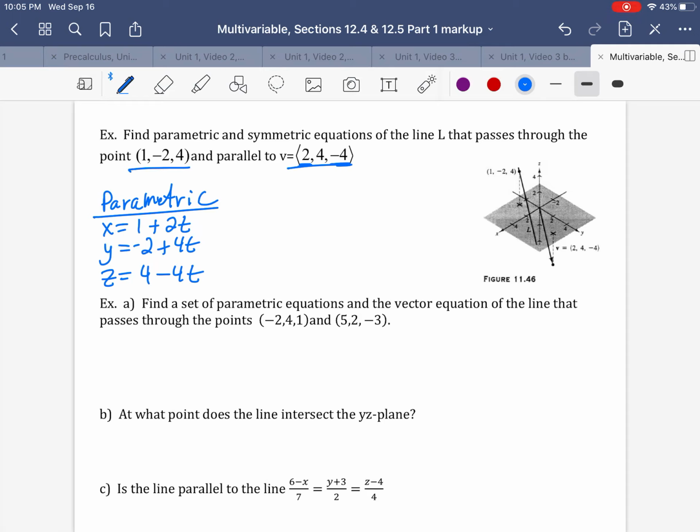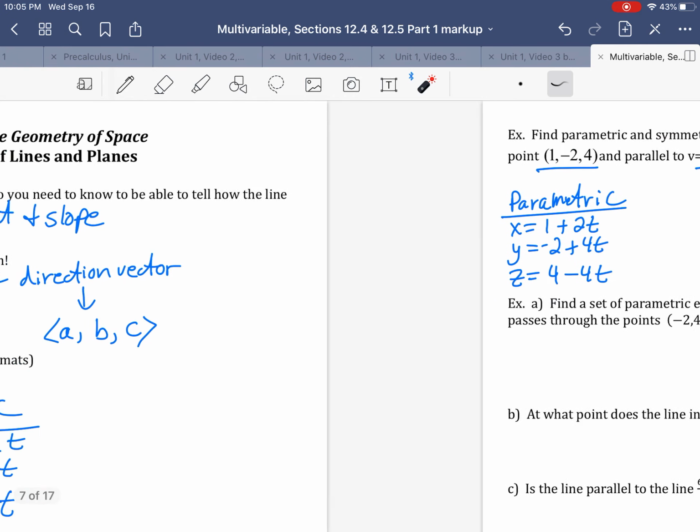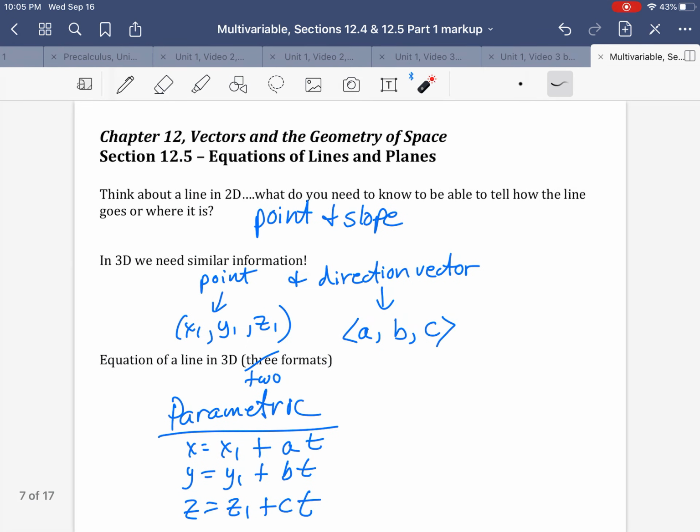And you can see that over here. In this picture, you have this vector, 2, 4, negative 4, and then you have this point right here. So what we've done is written the equation of a line that's parallel to this vector, but goes through this point. You see that's this line right here. Okay? And then the next thing we have is the symmetric format.